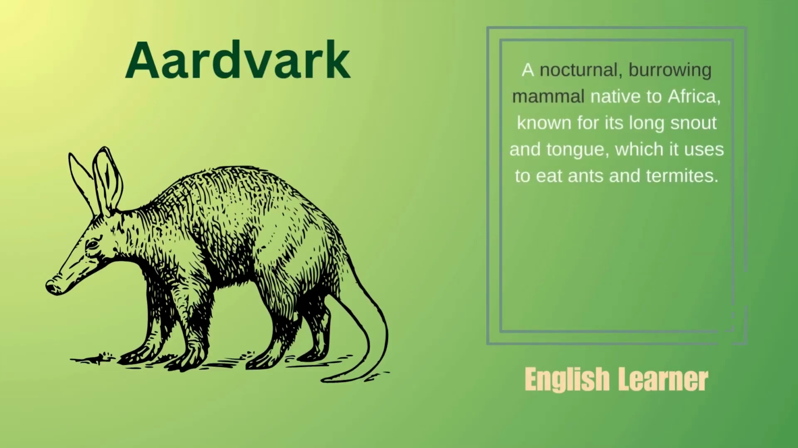Aardvark, a nocturnal, burrowing mammal native to Africa, known for its long snout and tongue, which it uses to eat ants and termites. Example: the aardvark dug through the soil with its strong claws in search of ants.